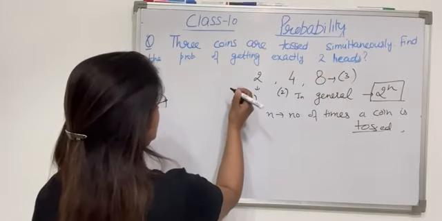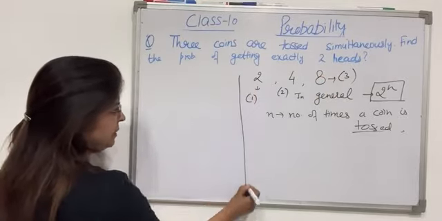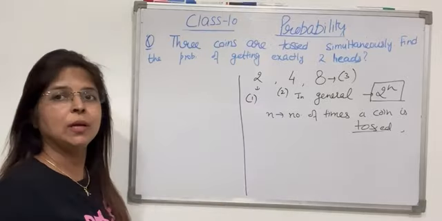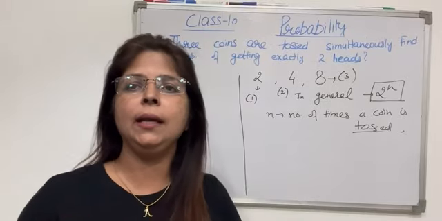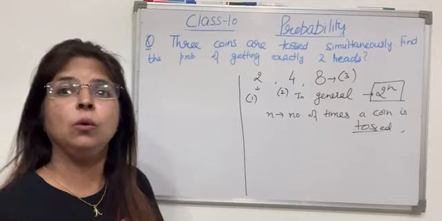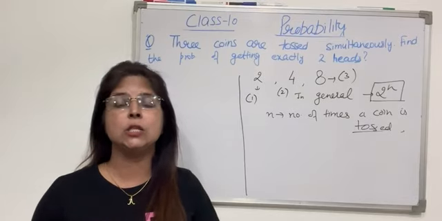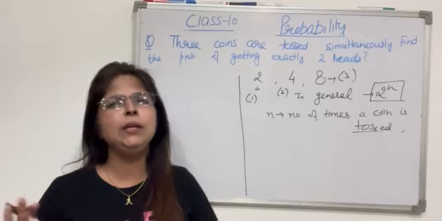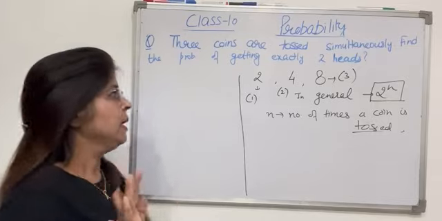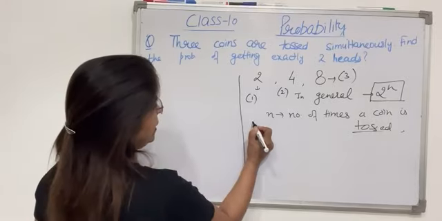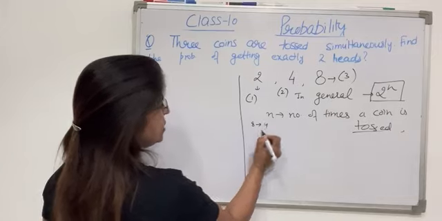Let's try to write down the sample space here, then I'll solve the question. So I'm saying there will be a total of 8 possible outcomes. I'm telling you a trick for how to write down the possible outcomes when 3 coins are tossed, and you need not remember anything. See, total are 8. Half of 8 is 4.